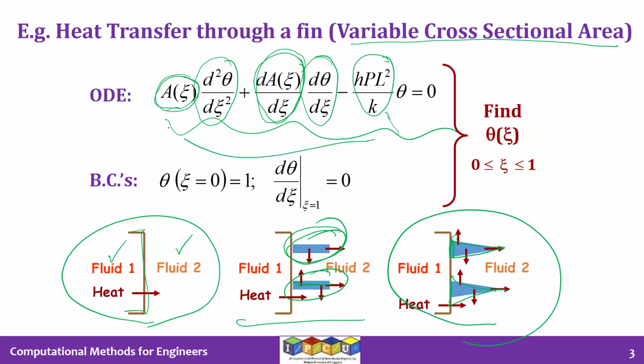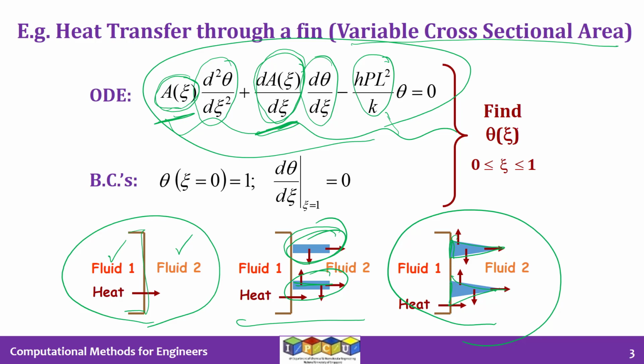So all of these terms are linear, except that the coefficients of the second derivative and the first derivative are variable. That means they change with psi. So therefore, this would be a linear ODE with variable coefficients, a second order ODE.